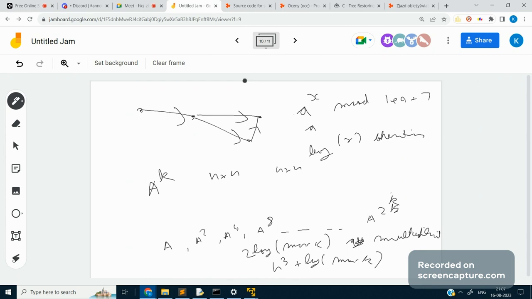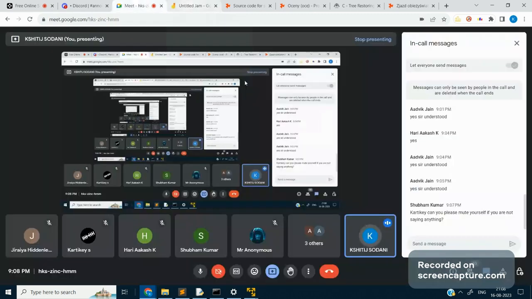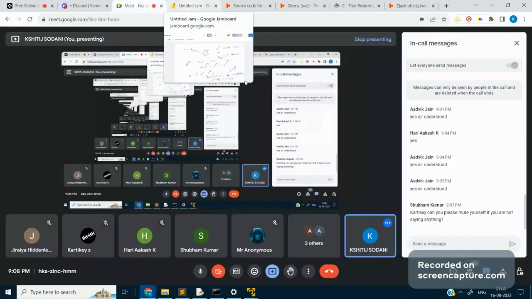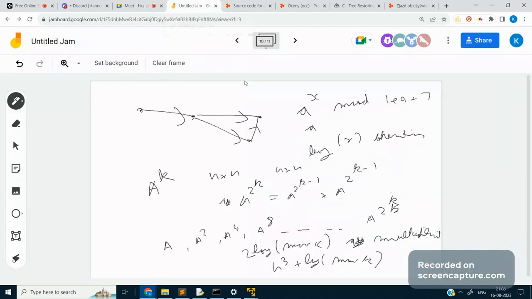So did you all get how to do the binary exponentiation? We can calculate a to the power 2^k from a to the power 2^(k-1) into a to the power 2^(k-1). Did you all get this part on how you can do log n multiplications to get the kth power of a matrix?